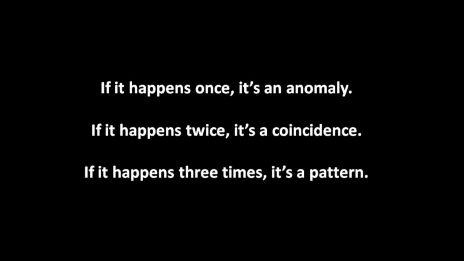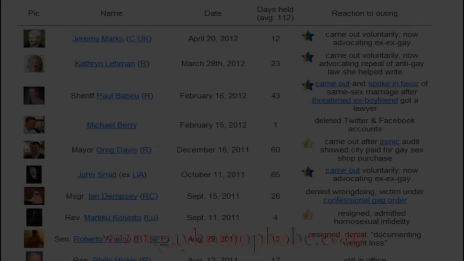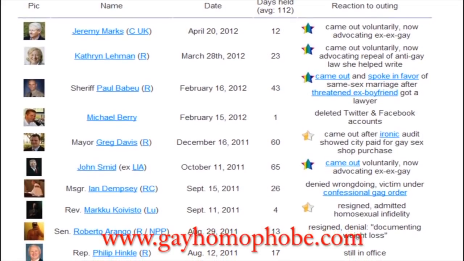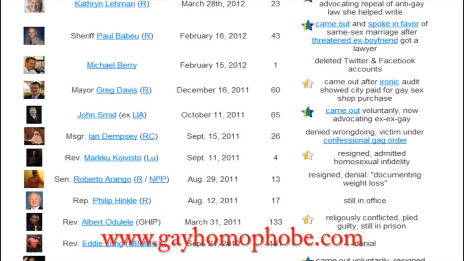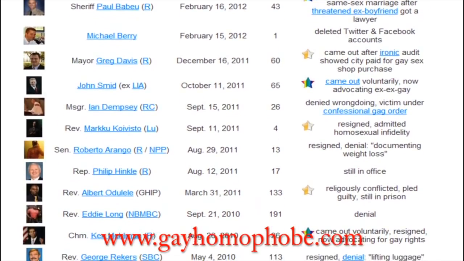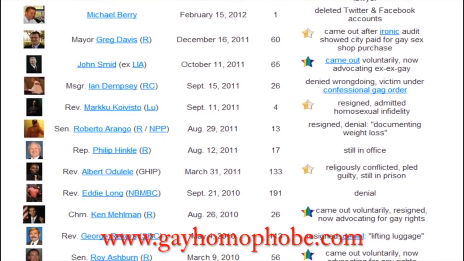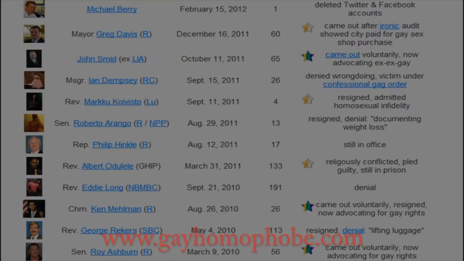You know, at times like this, I'm reminded of an old saying. If it happens once, it's an anomaly. If it happens twice, it's a coincidence. But if it happens three times, then it's a pattern. So why is it that outspoken opponents of gay rights seem to keep getting caught in these intense gay scandals? Does science have any insight on this issue? Is there perhaps a link between homophobia and latent homosexuality?